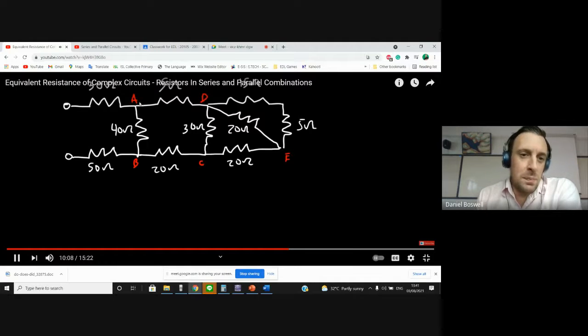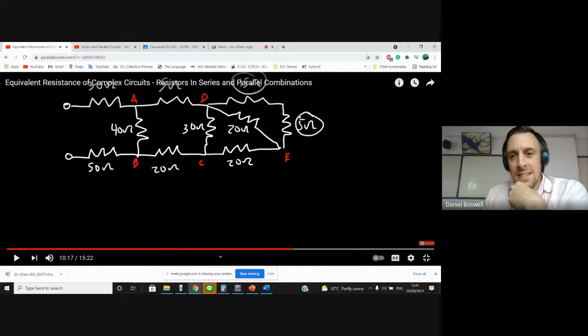So now he's using positions, okay? Now it's got a little bit more complicated. He's going to use point A, point B, point D, point C, point E. So these two here are in series, and then these two are in parallel with this. Okay, so what he will do now is draw it like this.